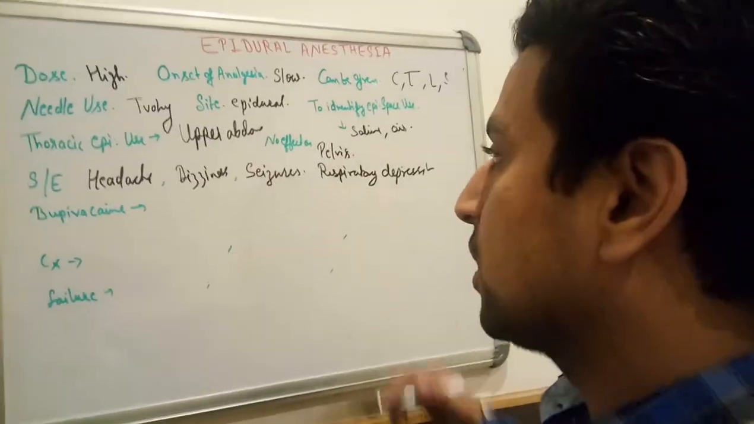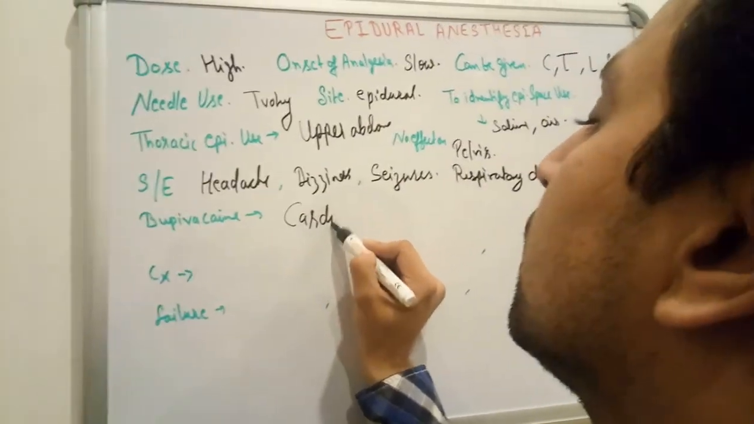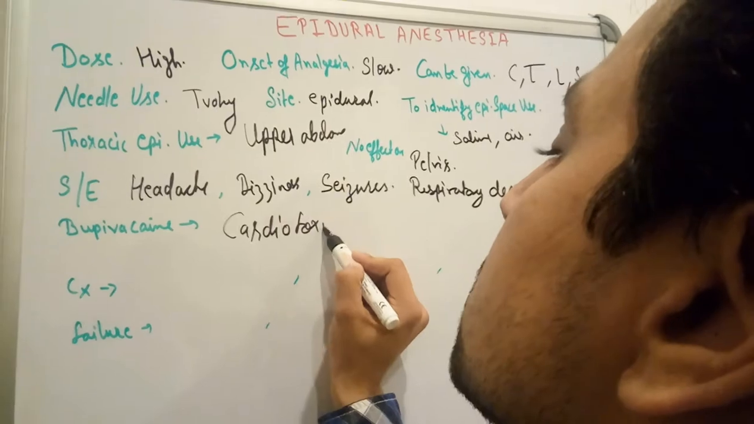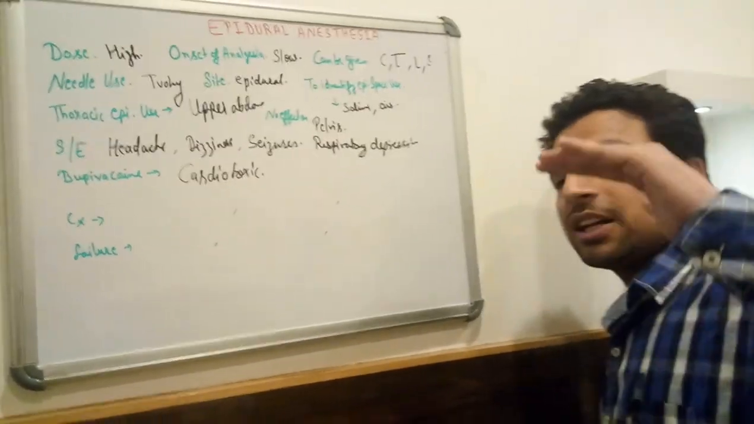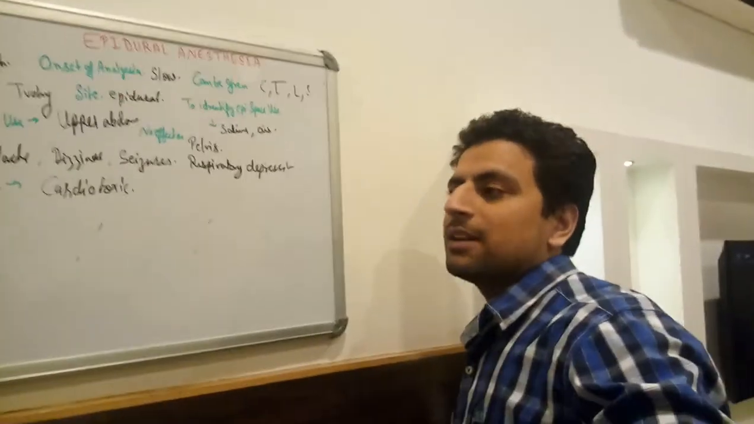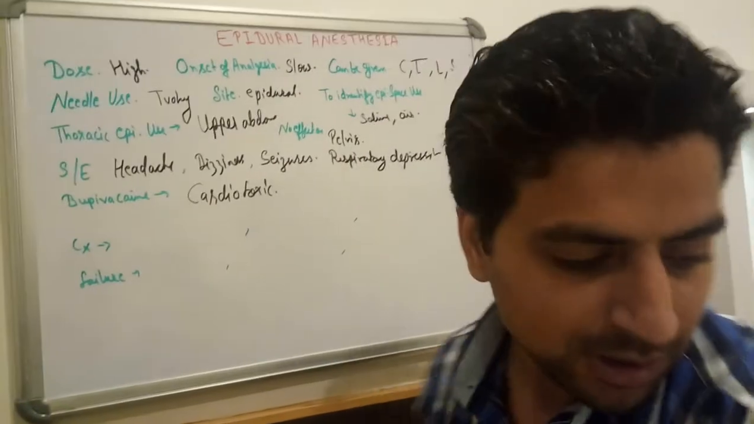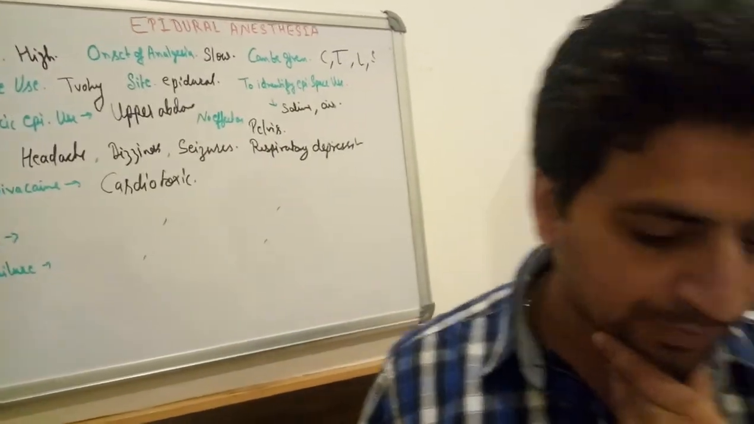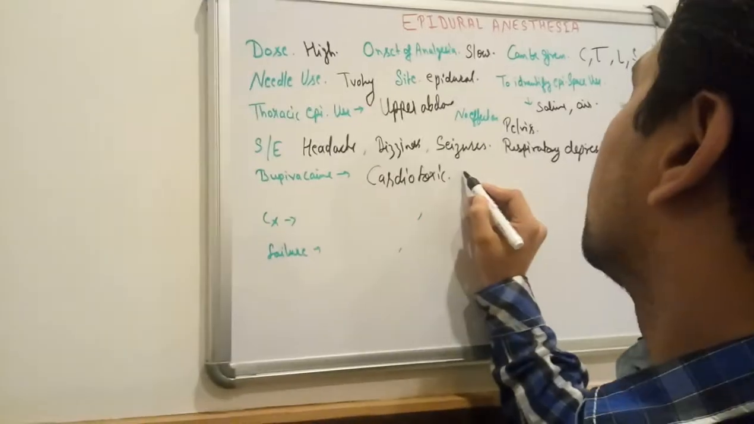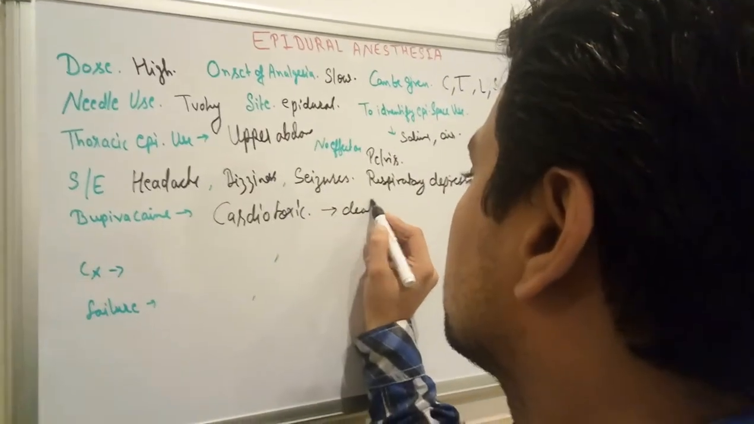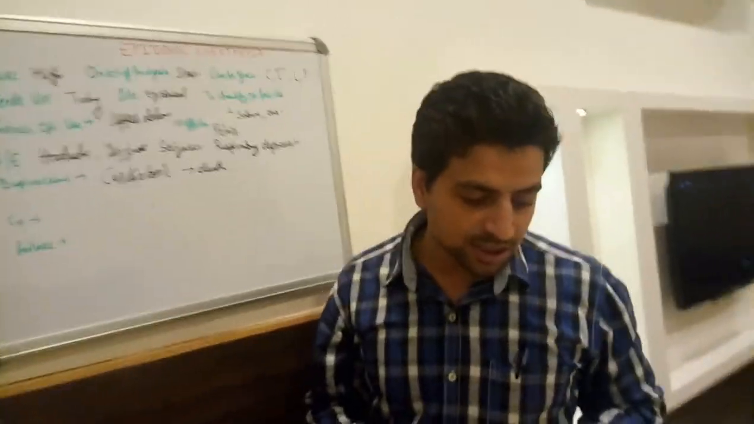Regarding bupivacaine, so many times, repeatedly, I was asked questions like, this is cardiotoxic. I asked him why. Bupivacaine is cardiotoxic because it depresses the myocardium. It depresses the myocardium directly. That's why it is cardiotoxic, my dear friends. Bupivacaine sometimes causes cardiac toxicity and cardiac arrest, and sometimes sudden death also. So sad a situation.